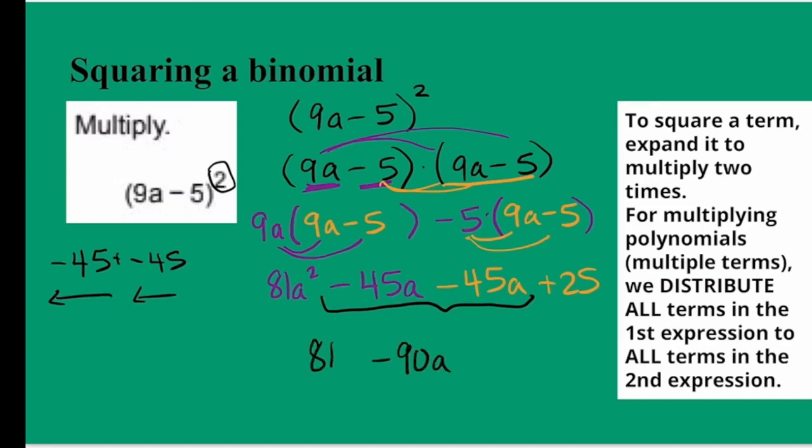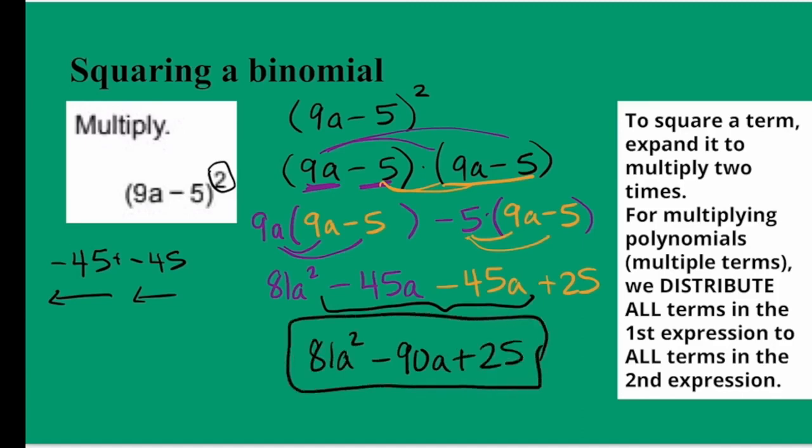We bring down the 81a squared. We bring down the positive 25. None of these are like terms. All of this stays like that. That is your final answer.